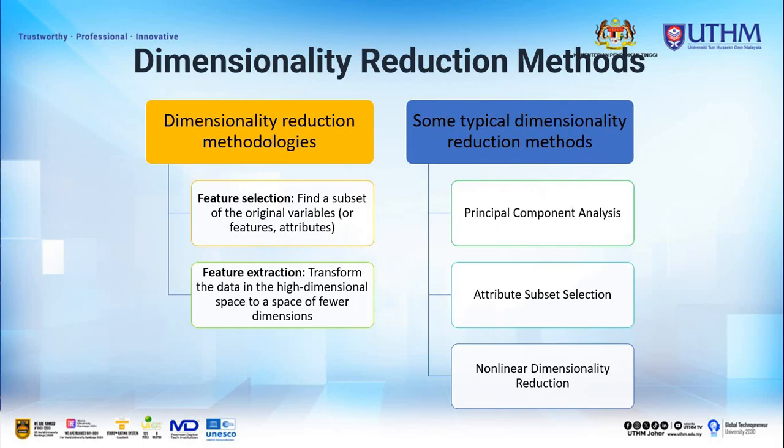Okay, some typical dimensionality reduction methods you can see here: PCA, attribute subset selection, and nonlinear. I already explained these before, right? So I hope you guys can recall from my previous slide.